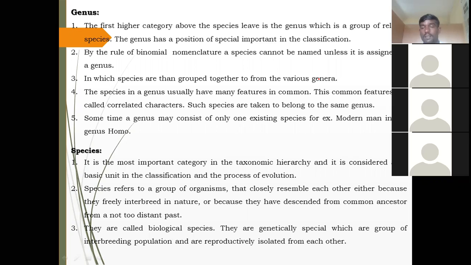They are showing the same category, that is species. They are called biological species. They are genetical species, which are a group of interbreeding populations and are reproductively isolated from each other. Means in this species they have the ability to interbreed, to start mating with the same species. So it is called one proper group of animals, that is species.